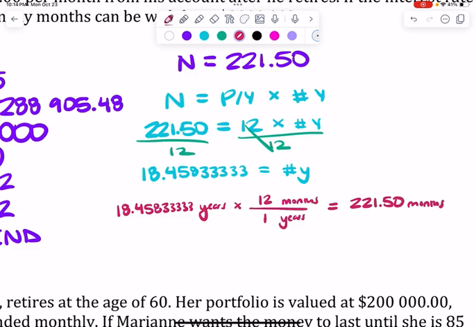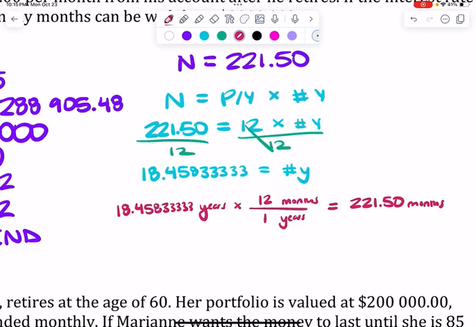Okay, let's talk about that decimal. That decimal doesn't actually quite work for my final answer, so my final answer shouldn't be 221.5. The reason it shouldn't have that 0.5 is because the question doesn't ask how many months it will take for him to reach a future value of 0, or have $0 left in his account. It says how many months could he withdraw $2,000.